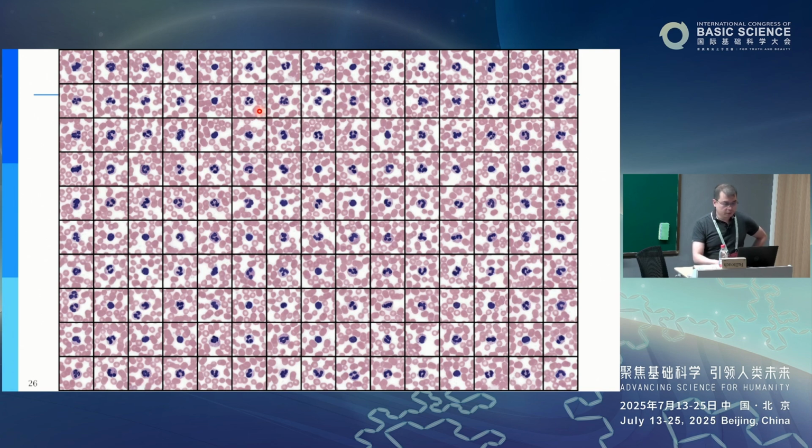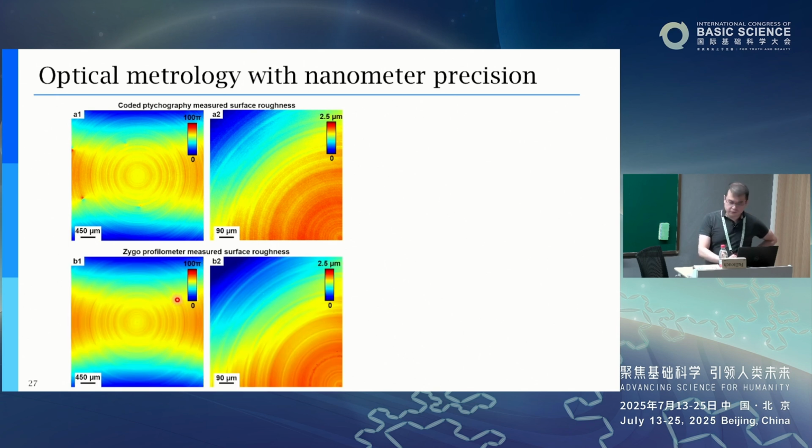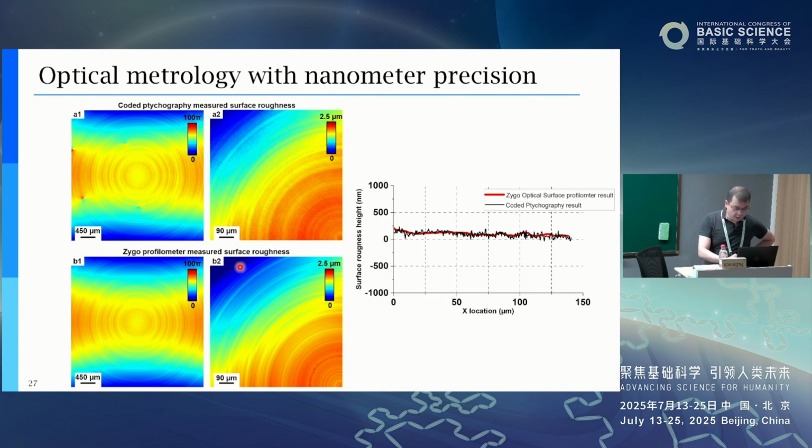Another direction we are trying to push is to compete with the conventional interferometer to perform optical metrology, to measure the nanometer scale surface of optical elements. For example, this is using our lensless imaging device. And this is using the very expensive Zygo interferometer to measure the nanometer scale roughness of these freeform optical elements. We can compare the results, and they match each other.